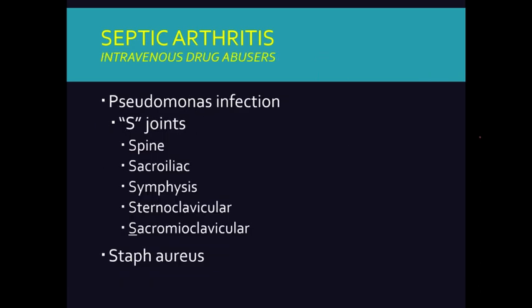One of the kind of stars that boards likes to ask is intravenous drug users. Now, in a person who uses intravenous drugs, they have a higher incidence or a higher susceptibility to Pseudomonas infection, and that hits the S joints, so the spine, the sacroiliac joint, the symphysis pubis, the sternoclavicular joint, and the acromioclavicular joint. So obviously there's no S on that joint, but it only fits if you give it the S in front of it, right? But the S joints, big distinction here.